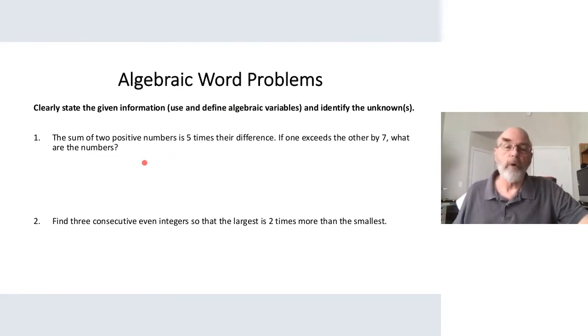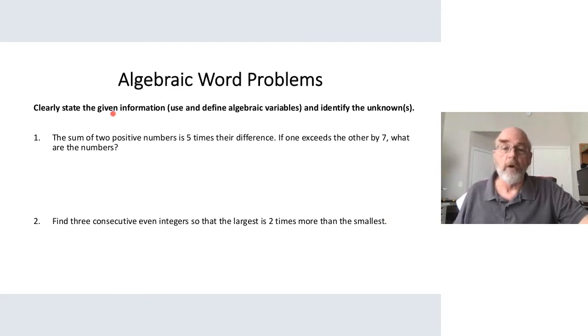So you might have a problem like this, a little more advanced problem. The sum of two positive numbers is 5 times their difference. If one exceeds the other by 7, what are the numbers? Okay, so now this is a problem for us to solve, kind of building on what we just did. A second problem might be this. Find 3 consecutive even integers so that the largest is two times more than the smallest.